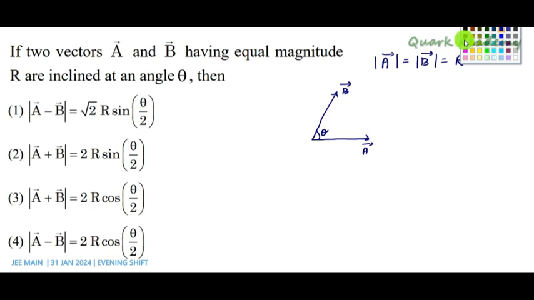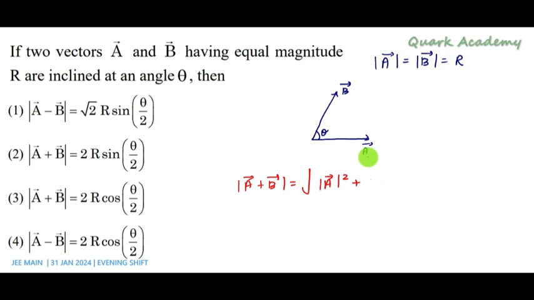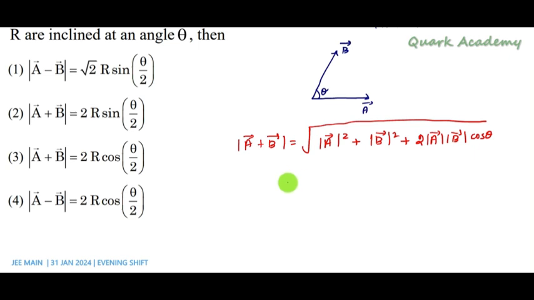So we know one expression, like if we add two vectors and take the magnitude, what it will be. So A plus B magnitude is going to be equal to square root of magnitude of A square plus magnitude of B square plus 2 into magnitude of A magnitude of B cos theta. So let's use this one. Let's check this option. So here we get magnitude of A, which is R. So R square. For B, it is R square. Then 2 R into R cos theta.